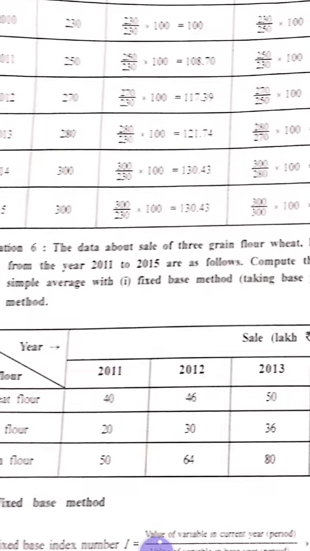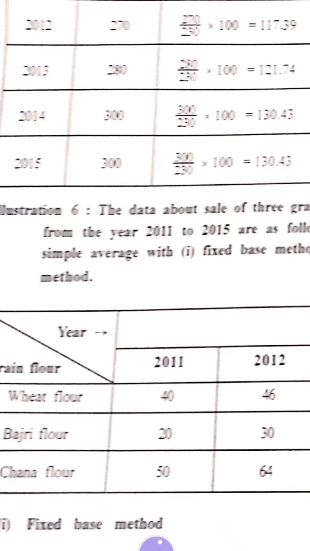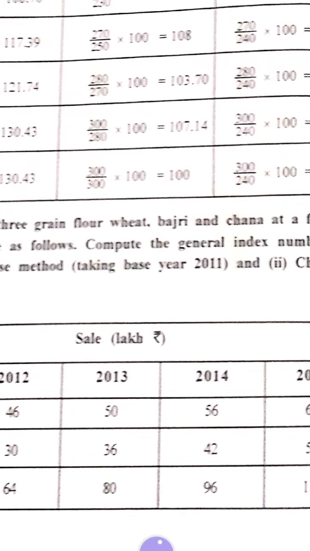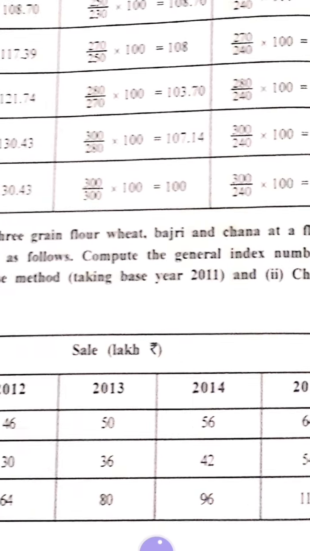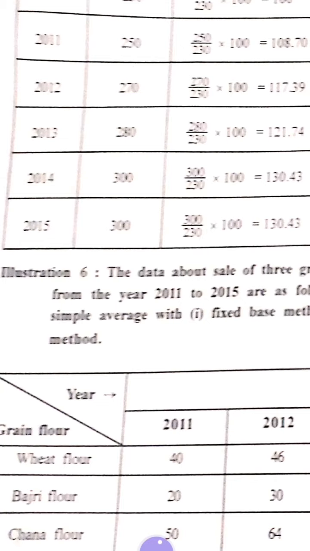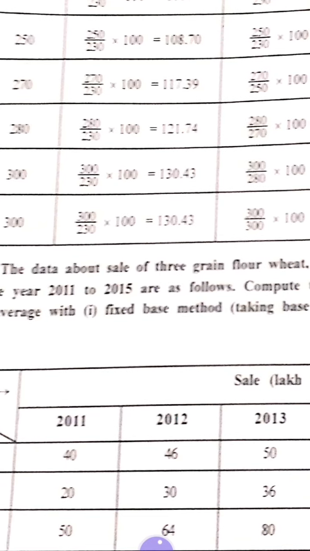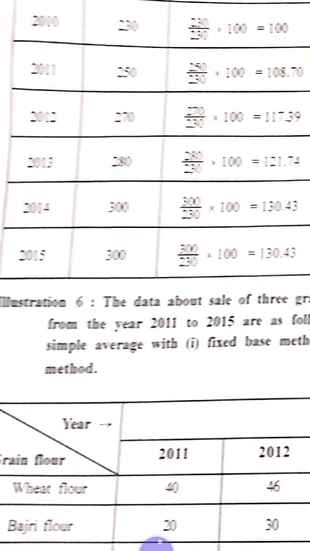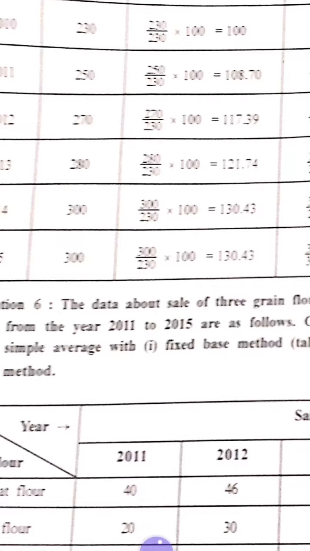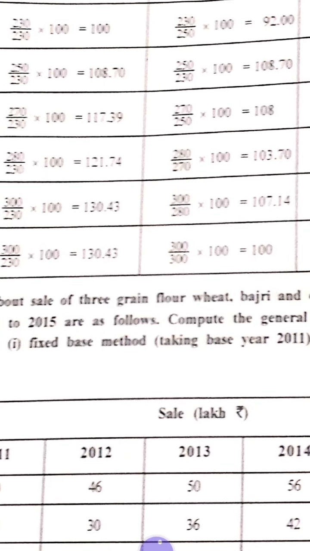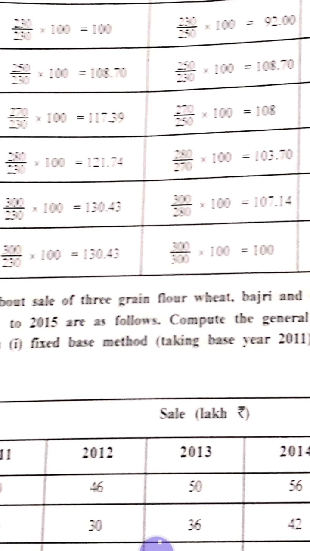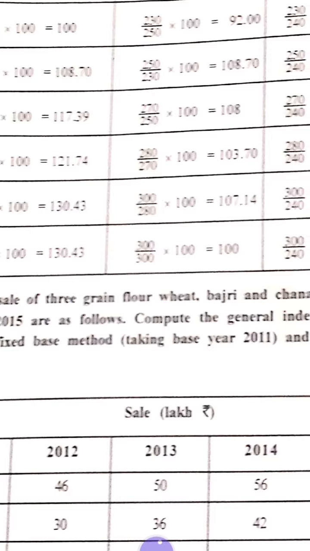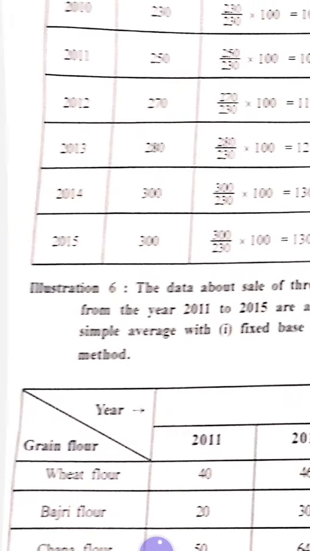Now come to the sixth sum, children. This is our sixth example. What they've given: the data about the sale of 3 grain flours, wheat, bajri and chana, at a flour mill from the year 2011 to 2015 are given below. Compute the general index number using the simple average with the fixed base method. Over here, we have to find the general index number by the fixed base method, taking the base year of 2011, and then the chain base method.